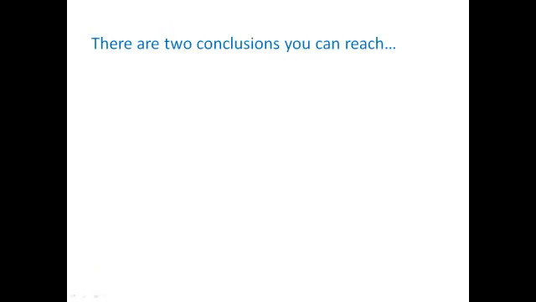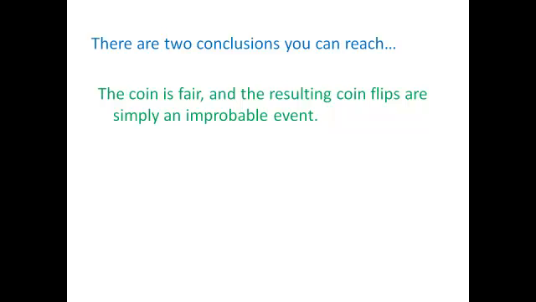So, there are 2 conclusions you can reach here. Number 1, the coin is fair, and the resulting coin flips are simply an improbable event. In other words, your friend got lucky. Or, of course, you can conclude the coin is unfair.